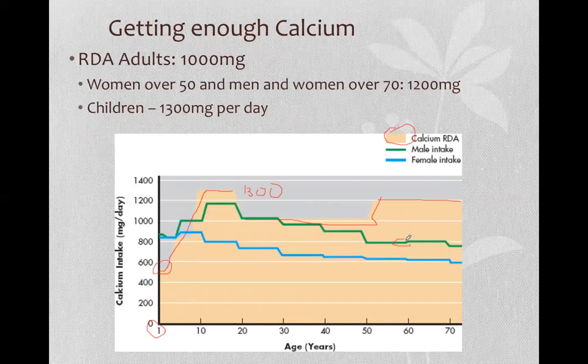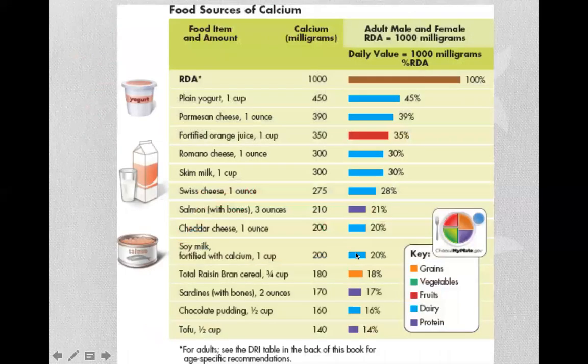Here in green, you can see the average of what males actually consume and the average of what females actually consume. So only in early childhood and infancy are people actually consuming enough. So yeah, we need more calcium, and we need it from healthy food sources.